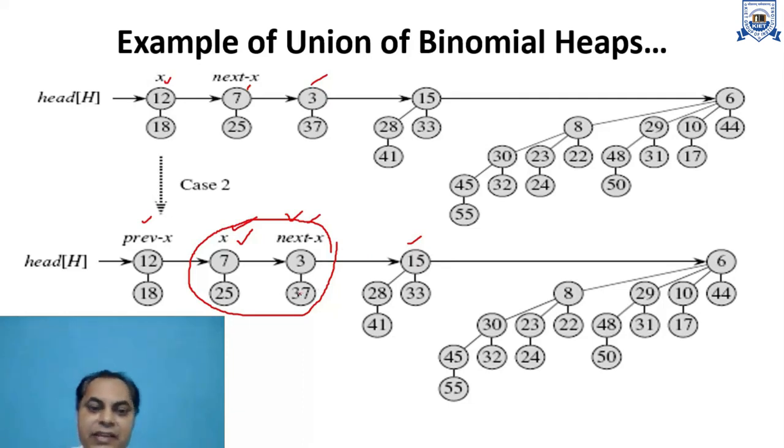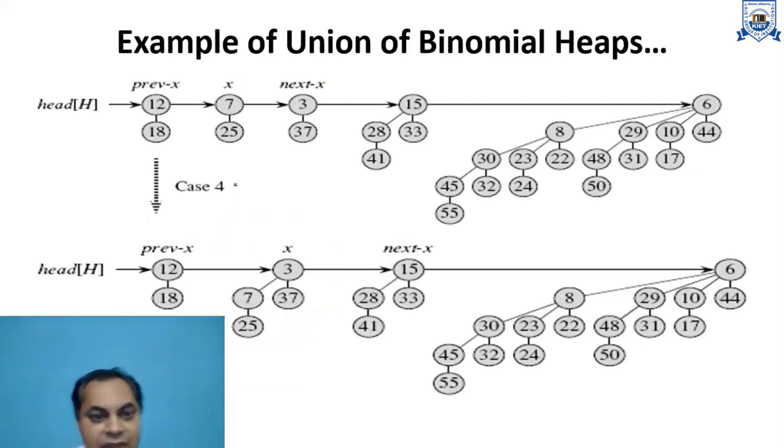That means case 3 and case 4 may be applied there. It totally depends on the key values of x and next of x. This time the key of x is greater than the key of next of x, so case 4 is applicable here. In case 4, this 7 becomes the leftmost child of this 3.